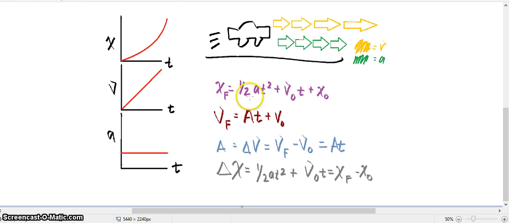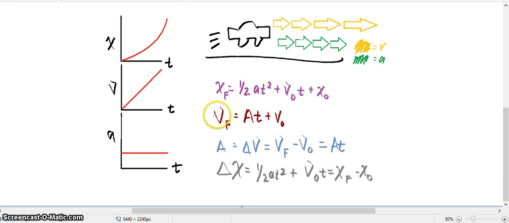To find our final position in this situation, you get 1/2 of your acceleration times your time squared. You add that to your initial velocity times your time, and then you add your initial position. Okay, so next, before I get ahead of myself.